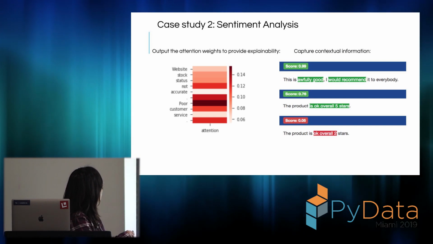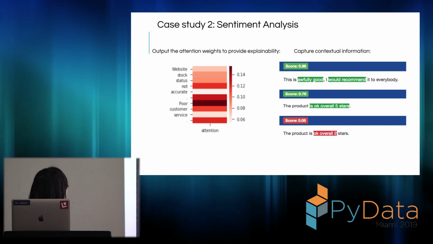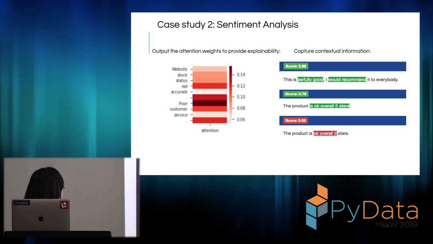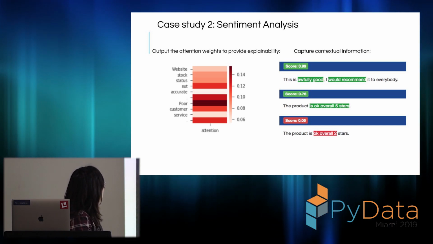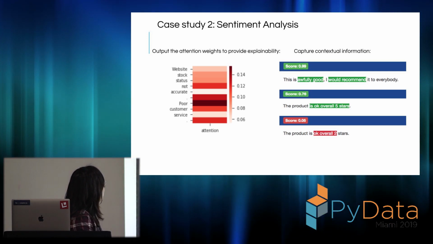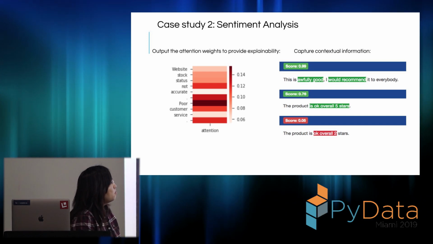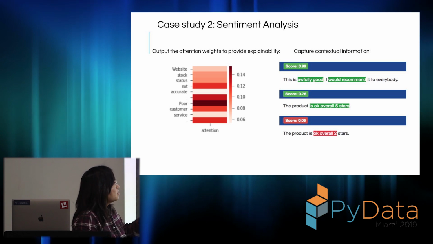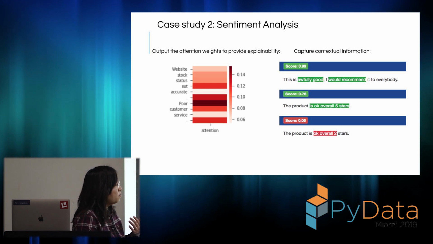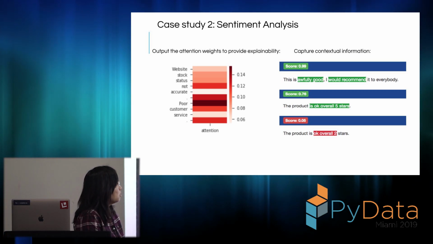For example, for this sentence, website stock status is not accurate, poor customer service, the words "not" and "poor" have higher values here. And then if we do this coloring on top of your UI, you can make the whole thing more explainable, and then people can explore in the UI.